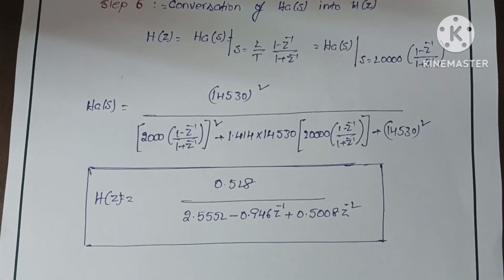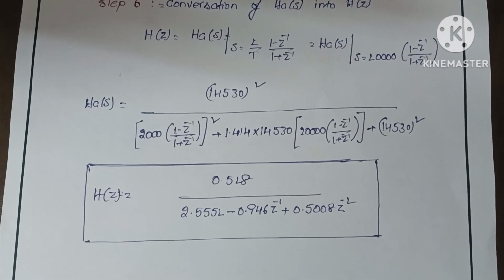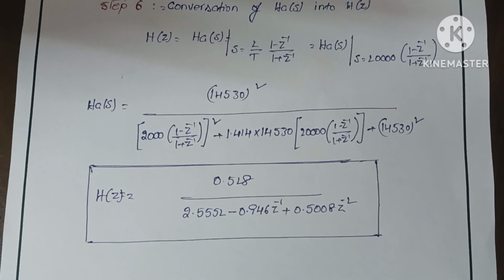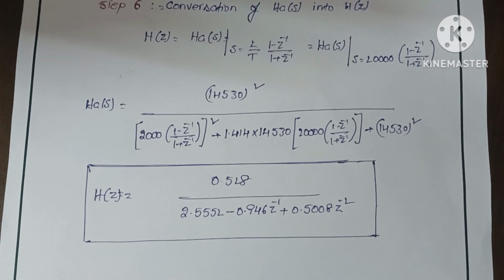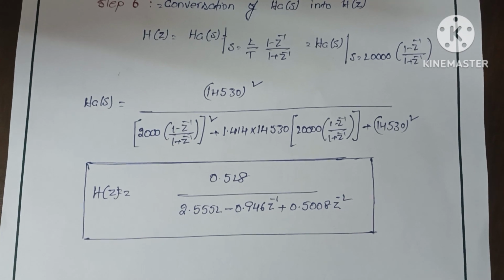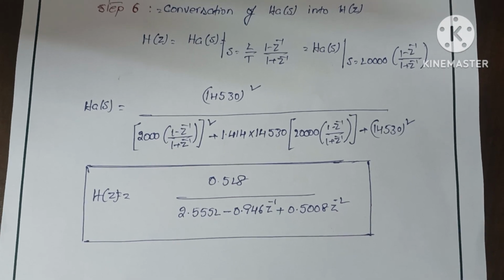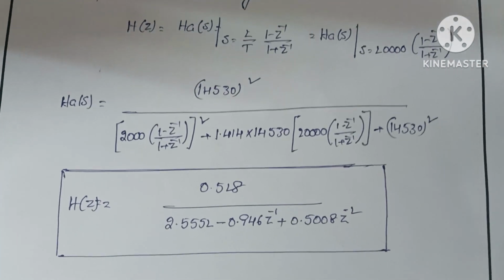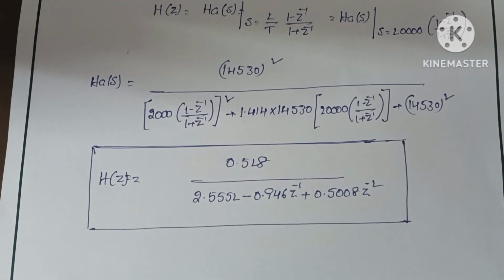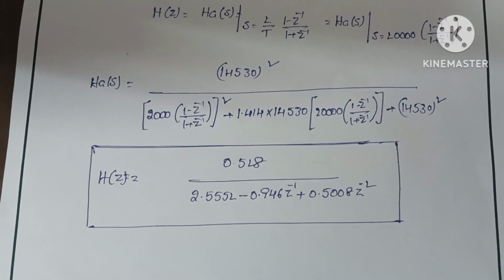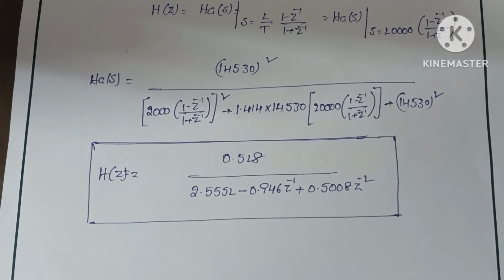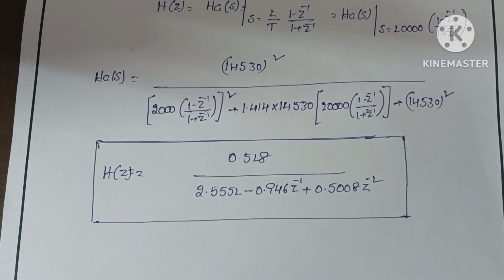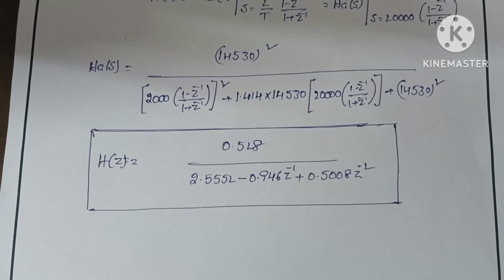Finally, you will be having it in this form: H of Z equal to 0.528 divided by 2.5552 minus 0.946 Z power minus 1 plus 0.5008 into Z power minus 2, which is the desired digital filter transfer function. After getting this, by selecting a proper structure, we have to realize this kind of digital filter.